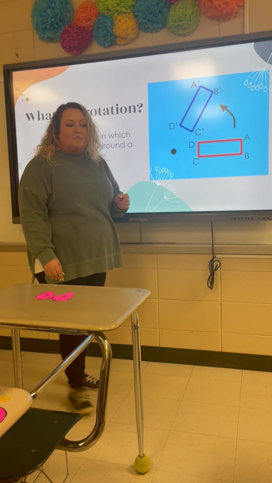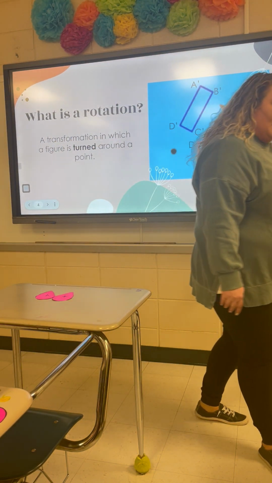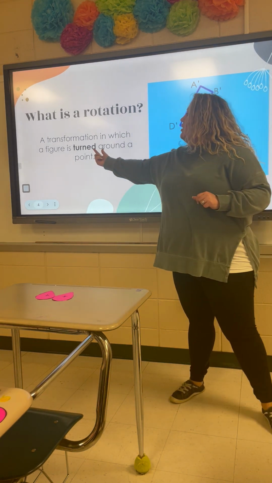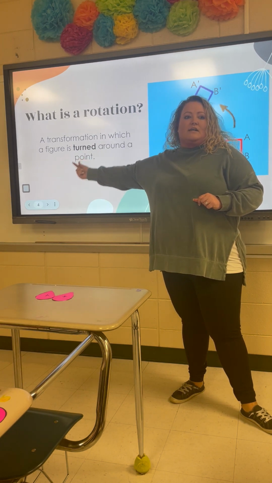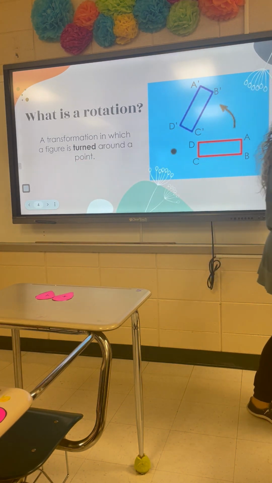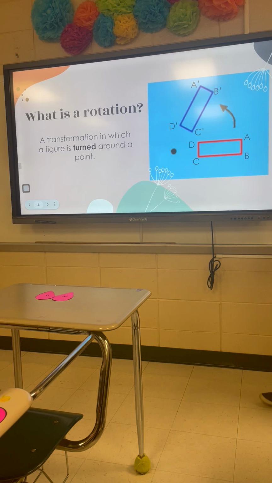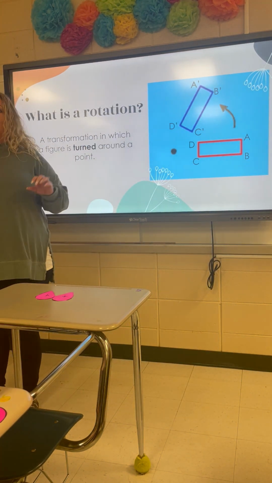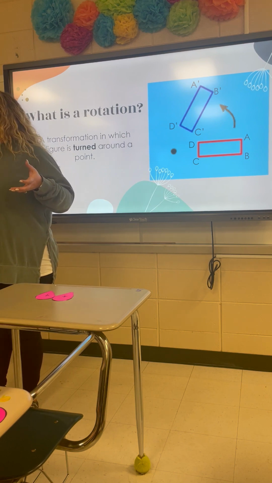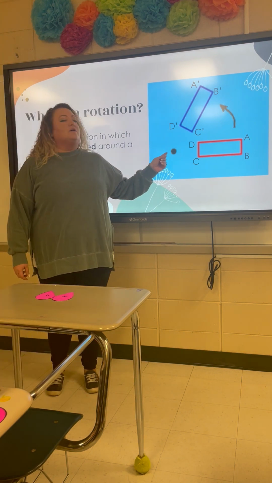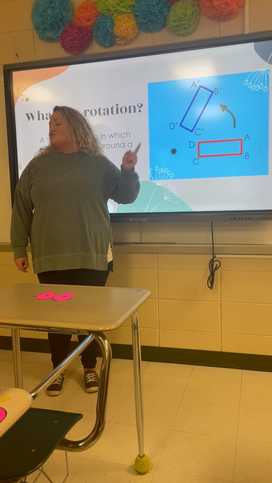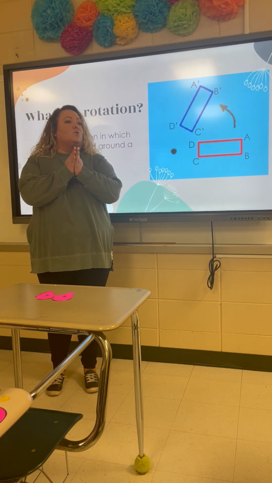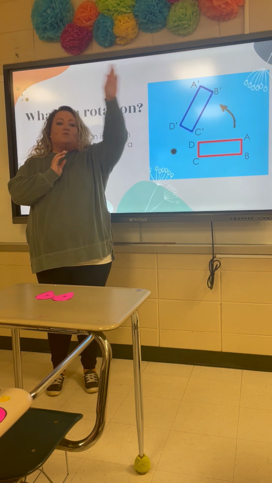All right, at the very top of your notes, you'll see that it says a rotation is a transformation in which a figure is turned around a point. So that's what goes in the blank at the very top of your notes: turned around a point. All right, so we are going to be turning in this transformation, and the point that we're going to be using in all of our rotations is simply 0, 0. We're going to use the origin 0, 0 and rotate around it.